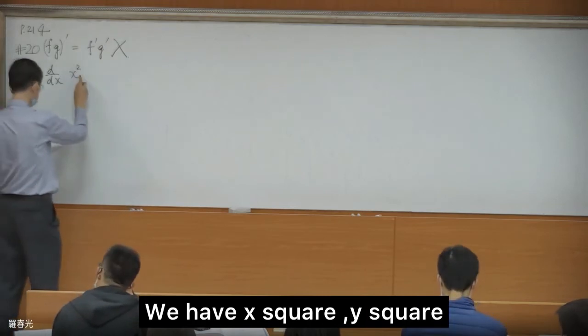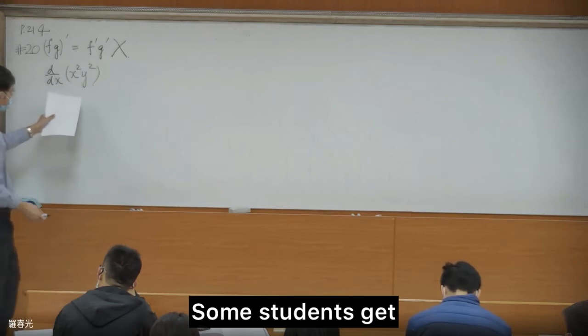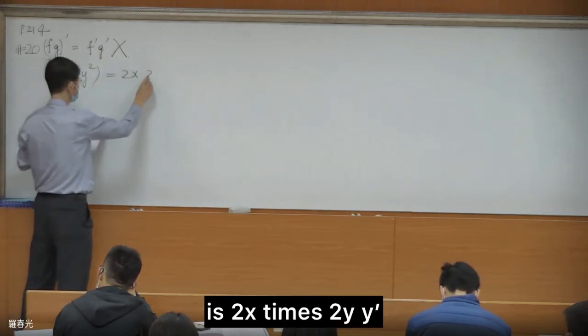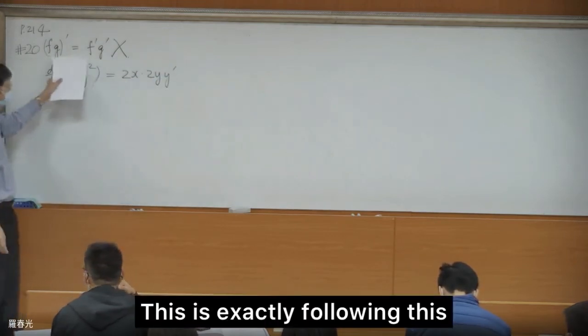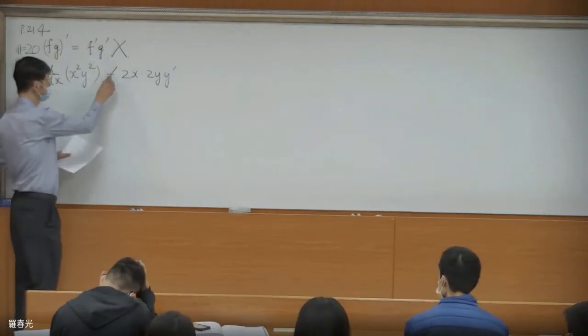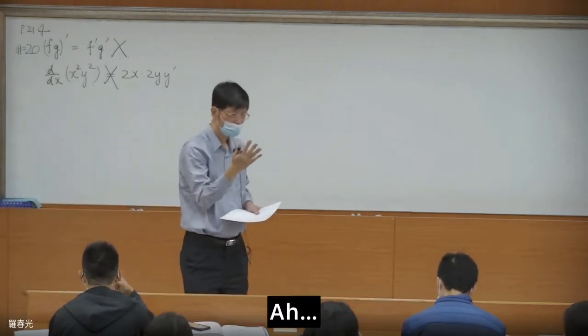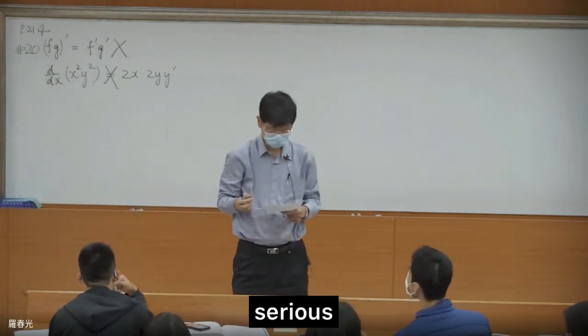We have x squared, y squared. When you differentiate, what is it? Some students get 2x times 2y, y prime. This is exactly following this incorrect formula. All right, so this is wrong. Be careful. At least five of you had this mistake, which is serious.